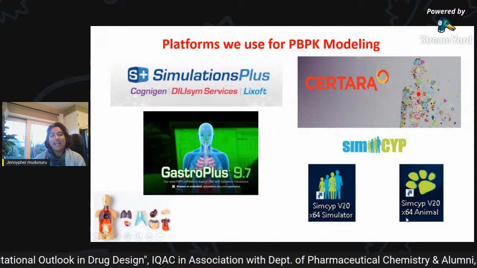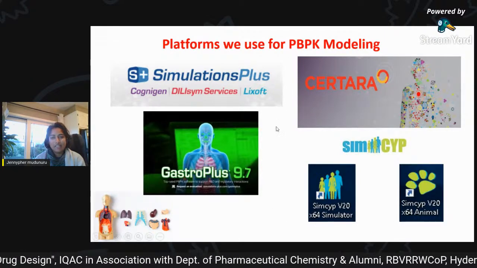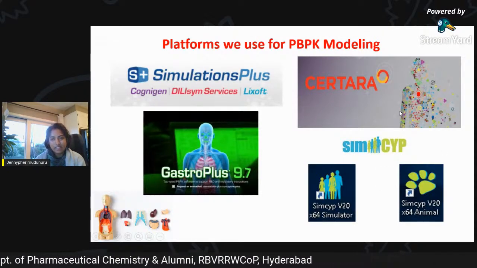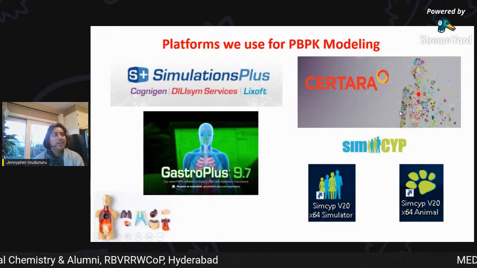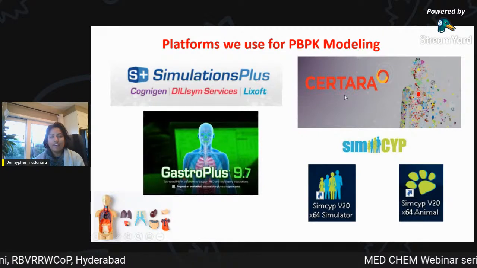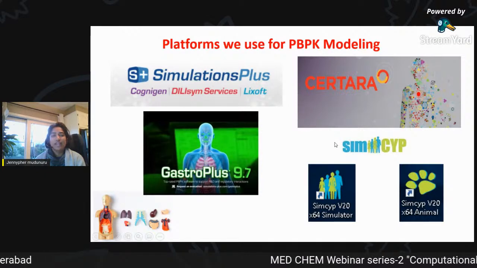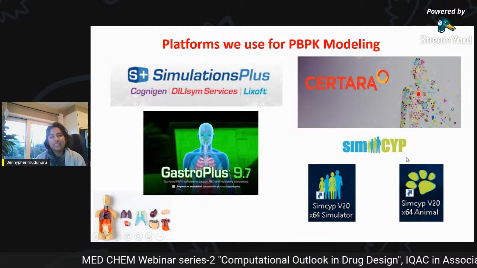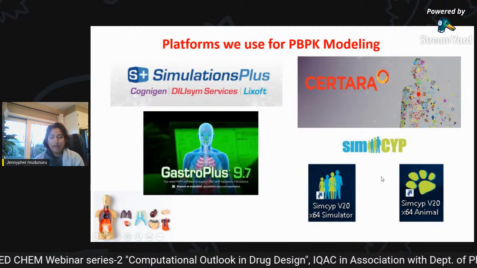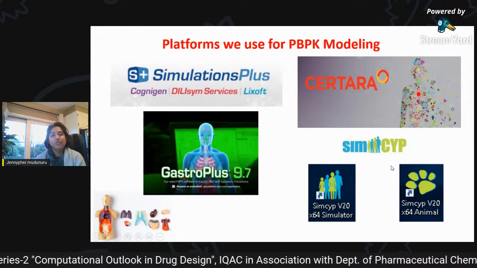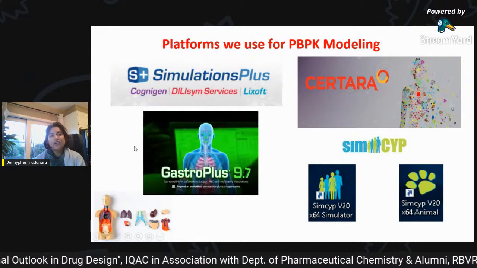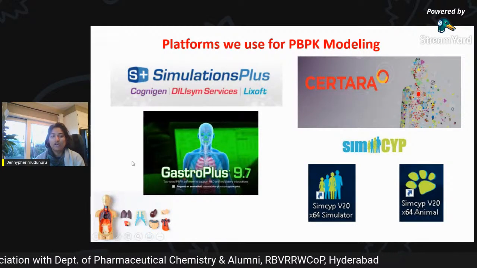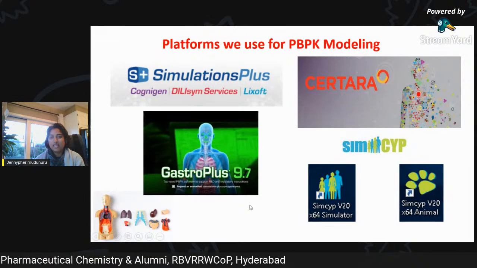The one that I am predominantly working on is called SimCyp. Certara is the company that makes it. They also make Phoenix WinNonlin, if you have heard of that before, which is used to do NCAs and pop PK modeling. But they make SimCyp, which is the actual software platform that we use to do this kind of modeling. The other competitor is Simulations Plus, that's the company, and they make a software called GastroPlus.